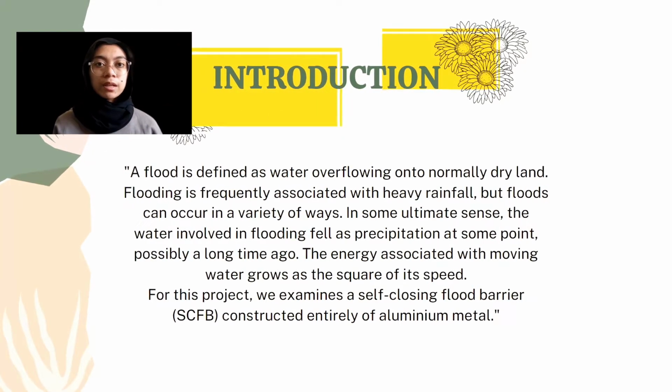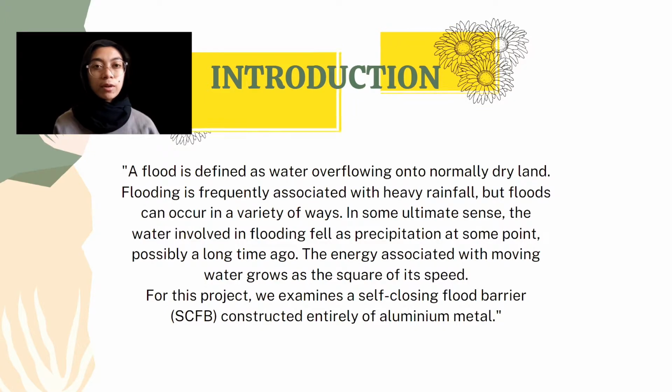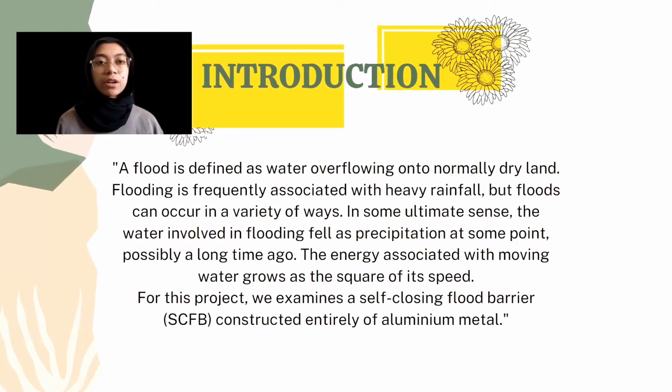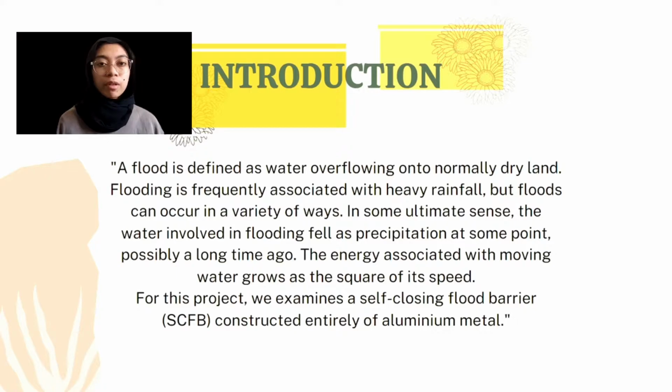For the introduction, flooding is the most common weather-related hazard on the planet. It can happen almost everywhere. A flood is defined as overflowing water onto normally dry land. Flooding is frequently associated with heavy rainfall, but floods can occur in a variety of ways that are not directly related to ongoing weather events. As a result, a comprehensive description of flooding must include processes that may have little or no relationship to meteorological events. Nonetheless, it is clear that, in some ultimate sense, the water involved in flooding fell as precipitation at some point, possibly a long time ago.